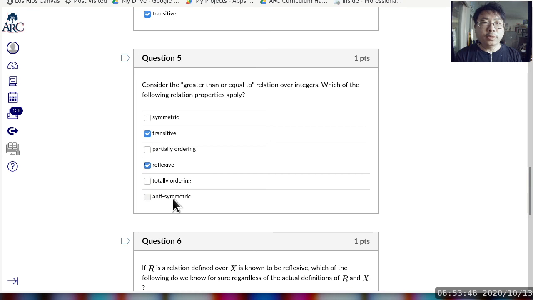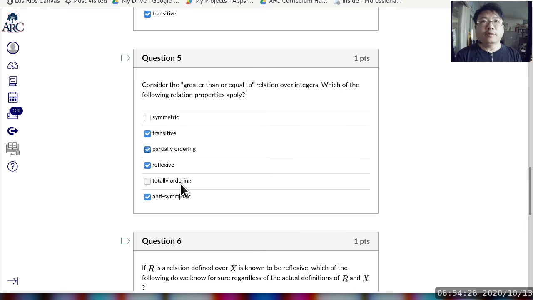Let's answer the question of anti-symmetry. Okay, is it anti-symmetric? In this case, it is anti-symmetric, because if A is greater than or equal to B and B is greater than or equal to A, what does that tell you? A and B have to be the same. So A is greater than or equal to B and B is greater than or equal to A does imply that A and B are the same. So it is anti-symmetric. Now, because transitive, reflexive, and anti-symmetric are all true, we know it is partially ordered, but then we also have to think about, is it totally ordered?